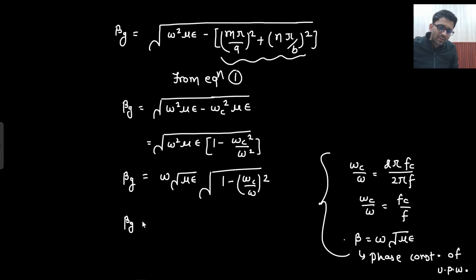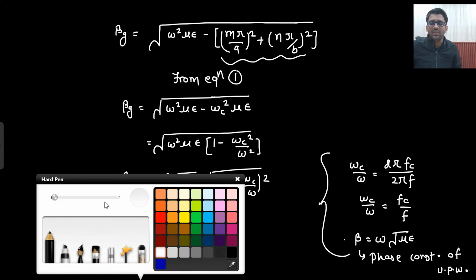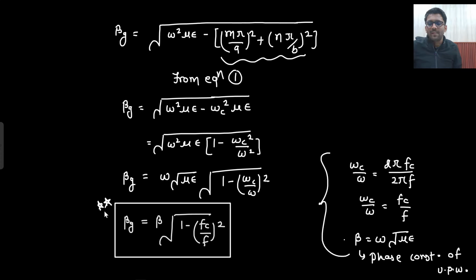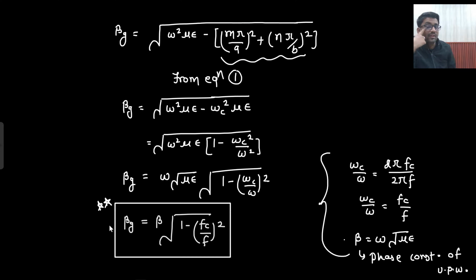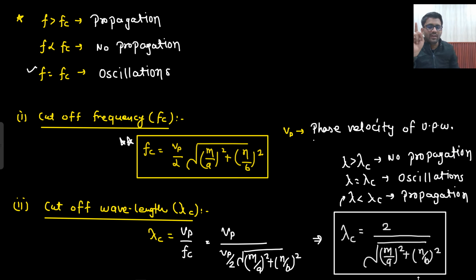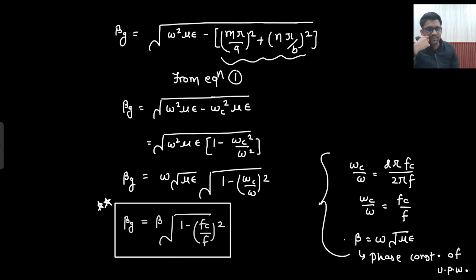So what is your beta g? Beta g is coming out to be beta into under root 1 minus fc by f whole square. There you go. Another formula which should be in your mind: the guided phase constant. You do not need to remember the formula of alpha, no one will ask you. But the guided phase constant beta g is equal to beta under root 1 minus fc by f whole square. So till now, this formula and the fc formula, only two formulas I am asking you to remember, right?